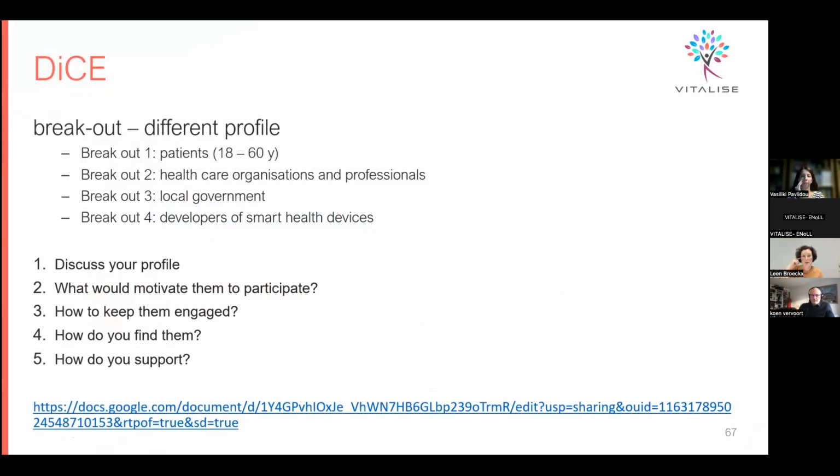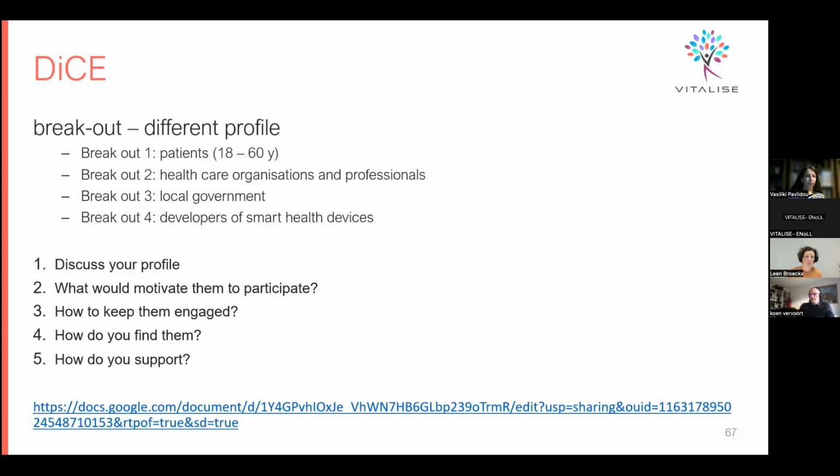Breakout room 1 can think of patients really in a big age range. The second group, I would like that you think from the point of view of a healthcare organization or a healthcare professional. Group 3 could think about how can we motivate and keep engaged the local government. And the 4th group could be the developers of the smart health devices.